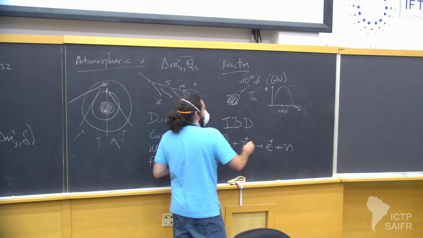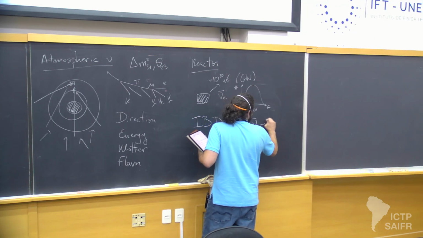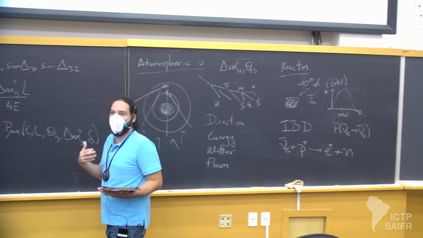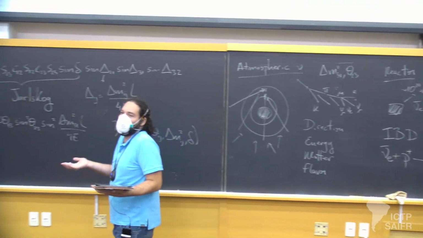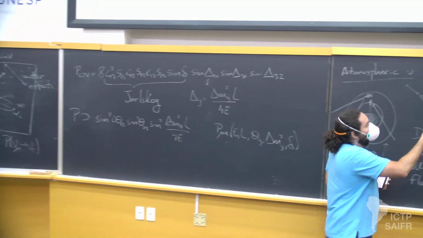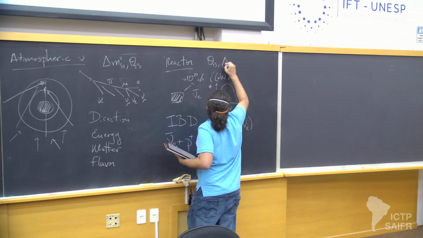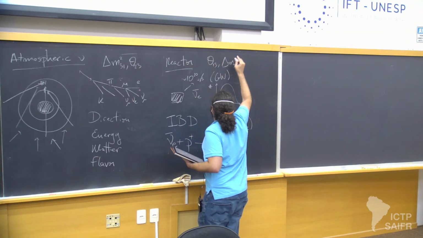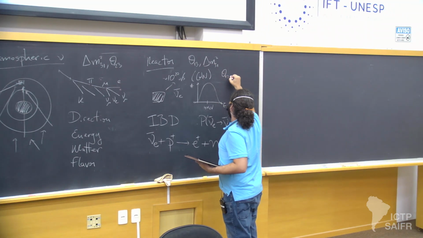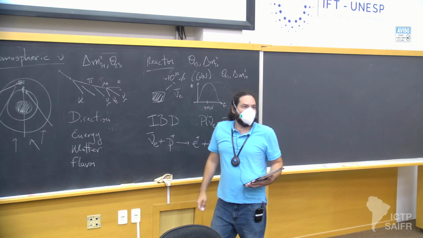So the only thing you can probe here is the nu e bar disappearance rate. Energy is too low for you to produce muons, so even if the nu e bars became nu mu bars, you can't measure the nu mu bars, right? You just measure that. And this gives you theta 13 and delta m square 31. If you do it at a longer baseline, like KamLAND, you actually measure the solar parameters, okay?